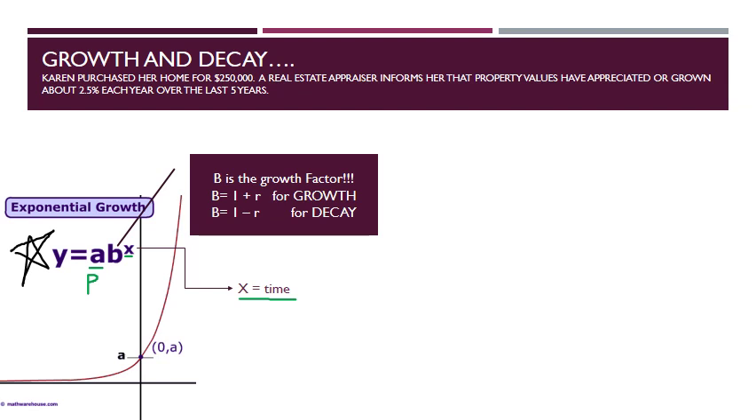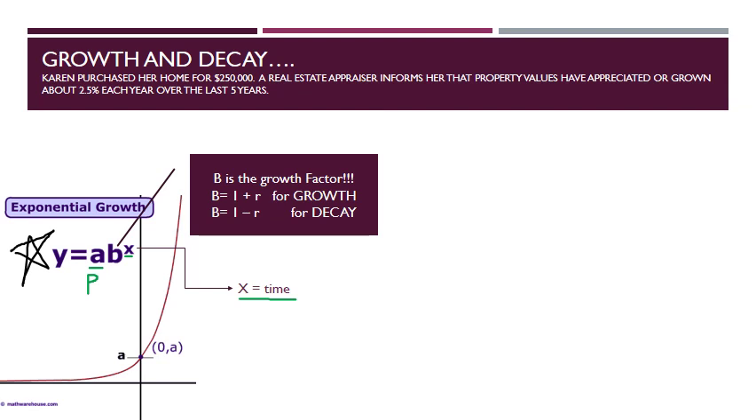So if it's going to grow or if something's going to appreciate in value, you are going to add your rate as a decimal to 1. If it's going to decay or decline or go down or decrease, those are the trigger words, you are going to subtract your rate as a decimal from 1. So let's look at this situation.